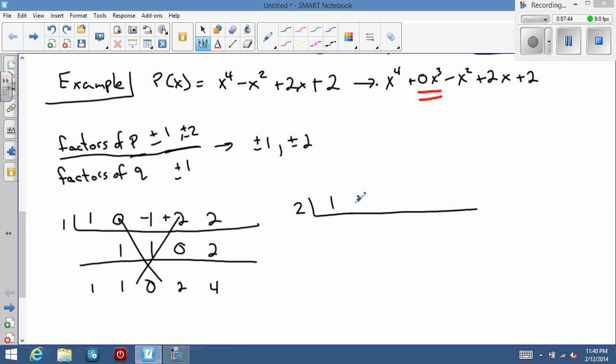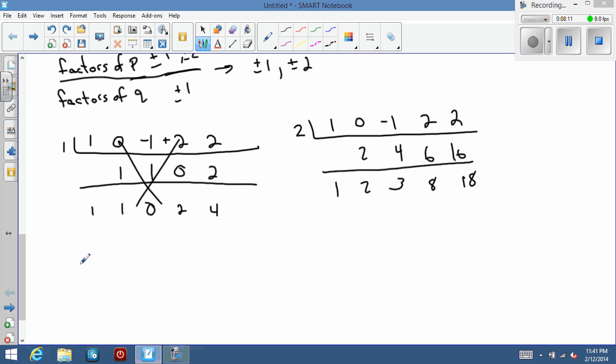So 1, 0, negative 1, 2, and 2. I bring down the 1, times 2, I get 2. Add, I get 2. Here I get 4, 3, 6, 8, 16, 18. Nope. And 2 is obviously going to be an upper bound. It didn't work, so we don't have anything larger than that. It doesn't matter. So now I'm going to try negative 1.